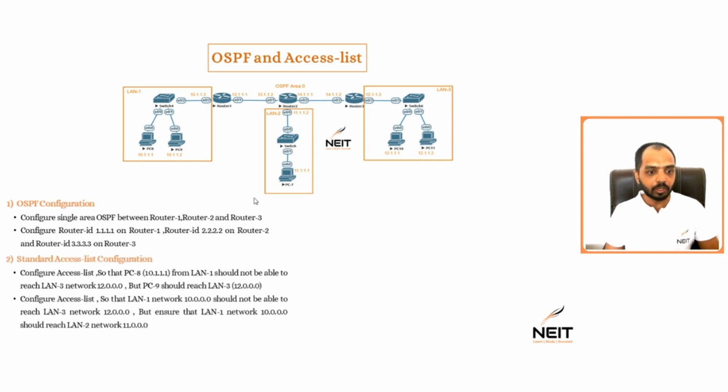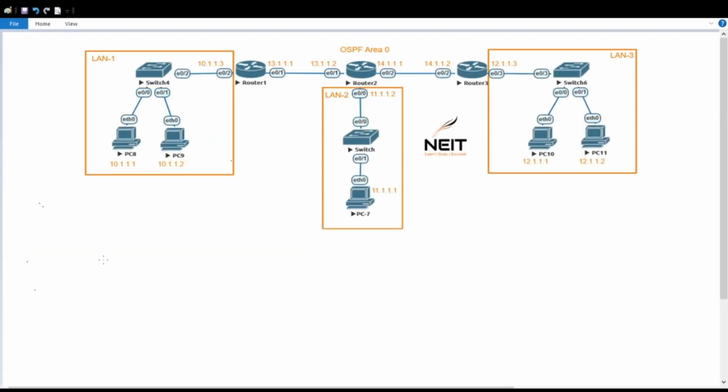Now our next task is to configure the standard access list. So PC8 10.1.1.1 from LAN 1 should not be able to reach the complete LAN 3 network 12.0.0.0, but PC9 should be able to reach LAN 3 network 12.0.0.0. So whenever we are creating the standard access list, the task is saying that we have to block the traffic from 10.1 to complete 12.0.0.0.